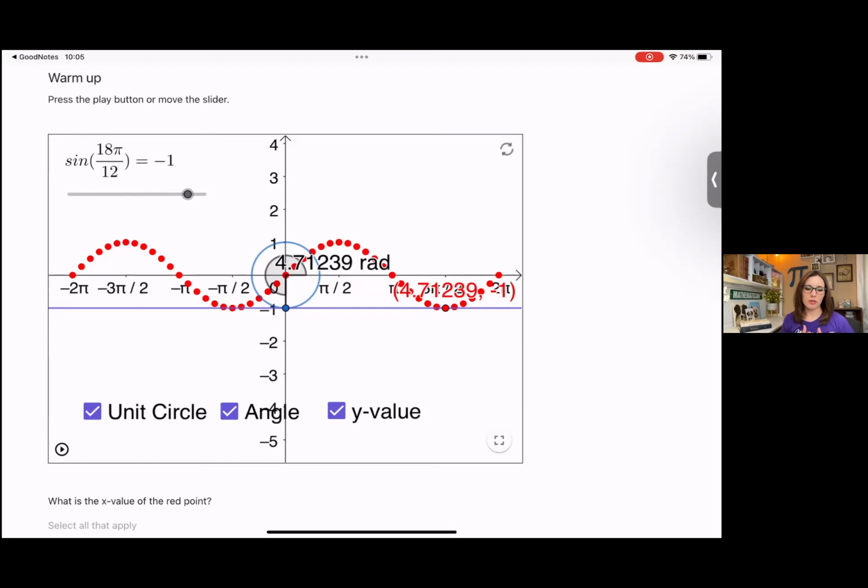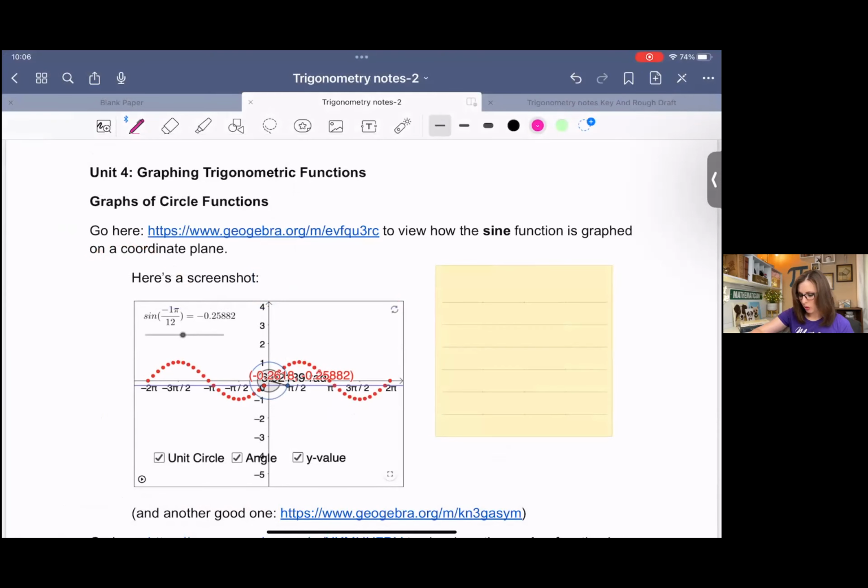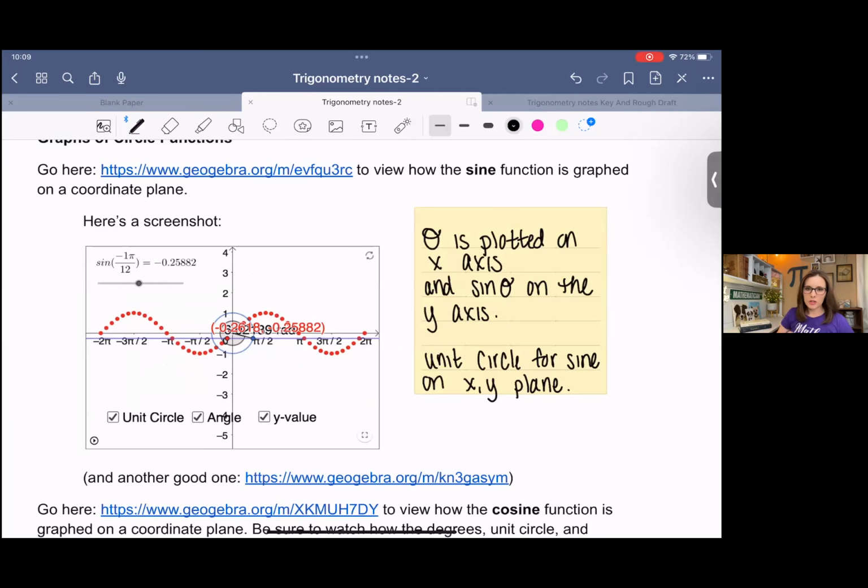So if you were to go in and check the values, sine of pi over 2 is 1. And so you can see on the graph that at pi over 2, the y value is 1. You could check all of those and they would check out with our unit circle. So that's what that looks like. And over here, we can summarize that on our little sticky note. I just summarized here that theta is on the x-axis and sine of theta is on the y-axis. And it's just the unit circle flattened out on the coordinate plane.